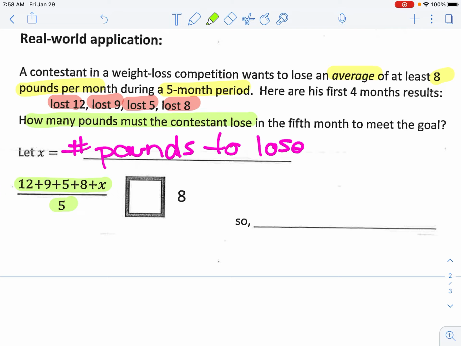All right, so the first thing I'm going to do is add all those numbers together. So 12 plus 9 plus 5 plus 8 is 34. Whoops, I'm sorry, not meaning to write with my highlighter. So 34 plus how many more pounds, divided by 5, will be greater than or equal to the 8-pound average. That would be your inequality.